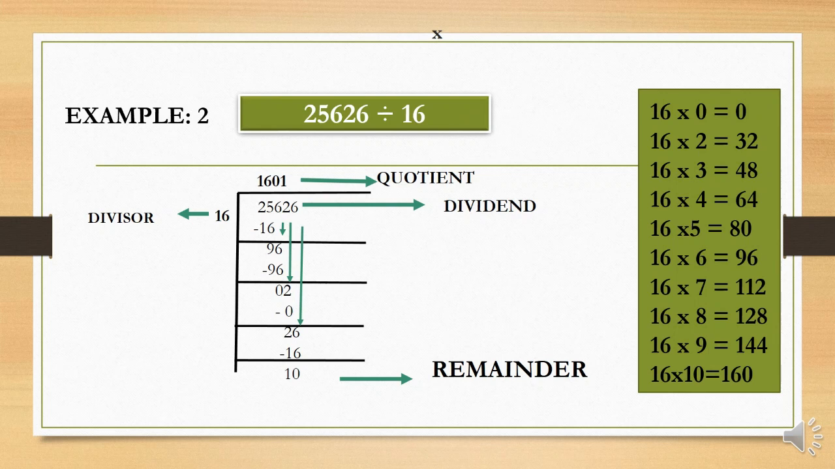Now compare 26 and 16. Here 26 is greater than 16. So we can divide 26 by 16. The nearest product is 16. So we write 1 in the quotient above the 6. Now subtract 16 from 26, which is equal to 10. Here the quotient is 1601 and the remainder is 10.